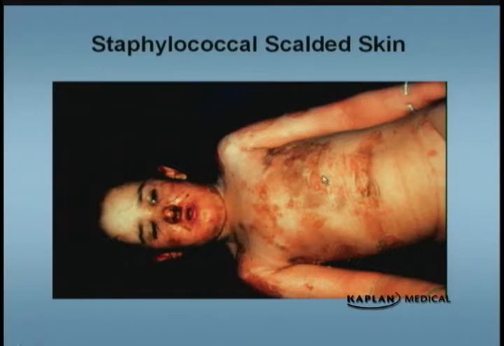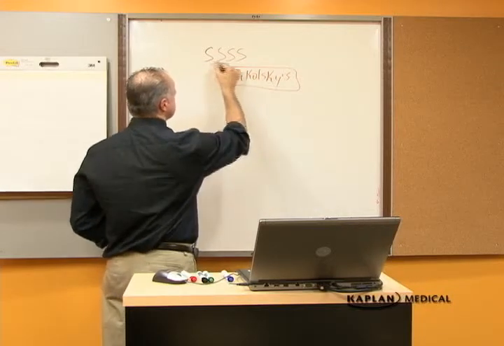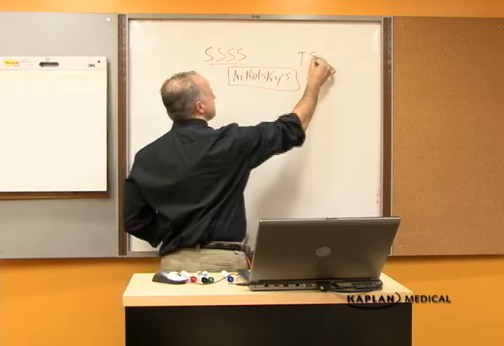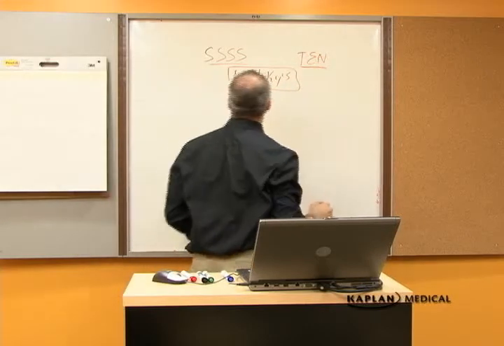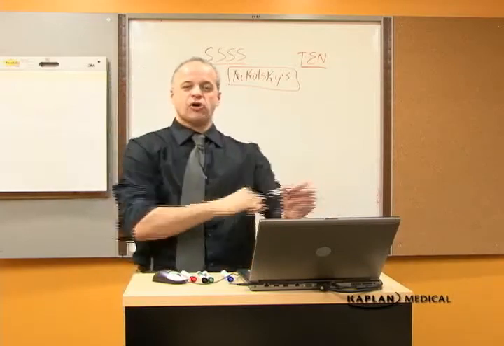The skin came off here with one finger's worth of pressure. What's that called? Nikolsky sign. The skin came off with one finger's worth of pressure. Well, toxic epidermal necrolysis also has Nikolsky sign. One finger's worth of pressure and the skin came off.